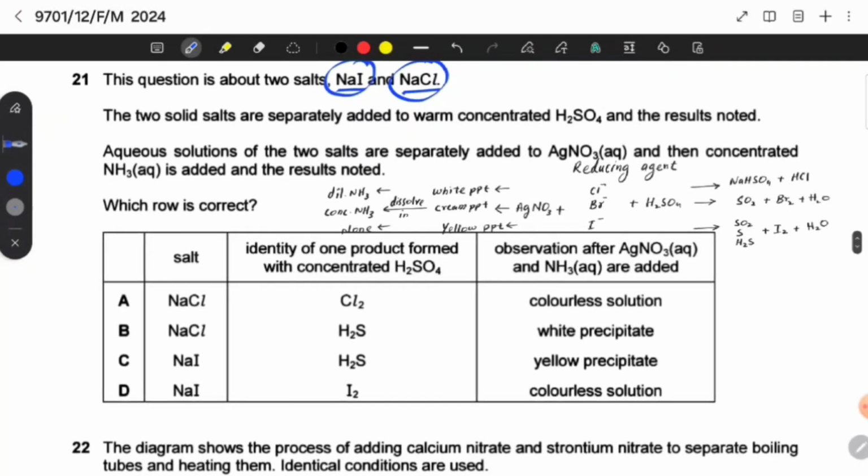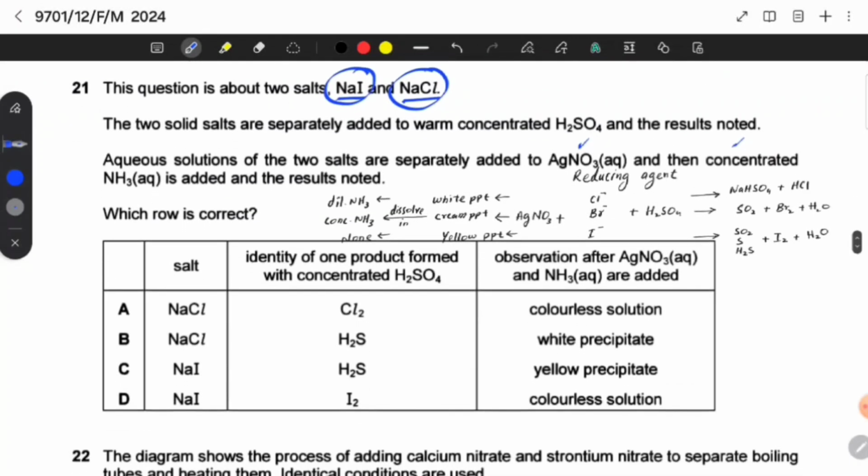And the aqueous solution of the two salts are separately added to silver nitrate and concentrated ammonia is then added, and the results are noted. Which row is correct? So first of all, we need to know whether sodium chloride and sodium iodide, when these react with sulfuric acid, will form these products or not. So this is our first part of this question, and the second part is if you add this solution into silver nitrate, and then add aqueous ammonia into that solution, then we will check whether you will get these observations or not.